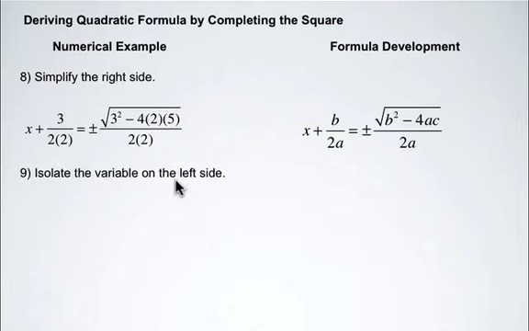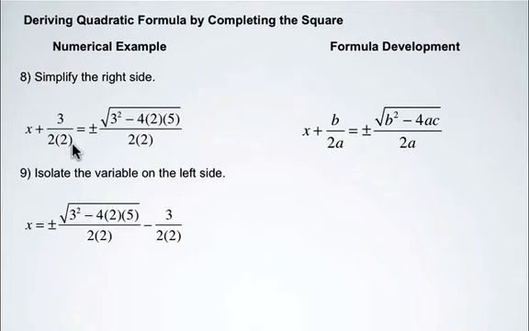Now we isolate the variable on the left side. So we need to get rid of 3 divided by 2 times 2. So we subtract it. So now all we have is x on the left-hand side, which is what we were trying to do. Now we have this minus 3 divided by 2 times 2. Notice the common denominators are the same, so we'll be able to add these. We'll be able to add this to negative 3. Here it is. We remove the b divided by 2a and put it on the right-hand side, and it becomes negative.